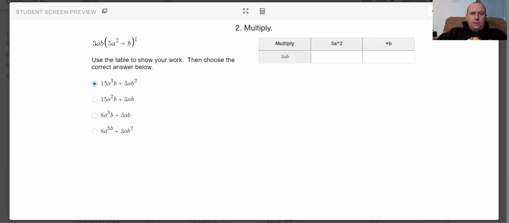And for the last one, this times this, the only number I see is 3. So I have a 3. There's only one a. So I have an a. And then b times b is b squared. 1 plus 1 giving you 2.